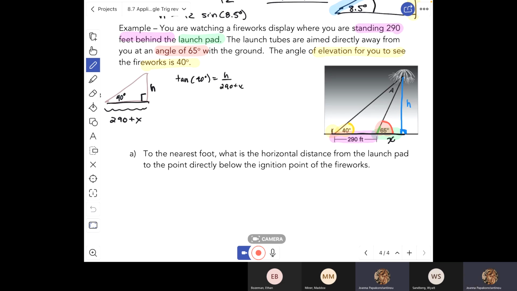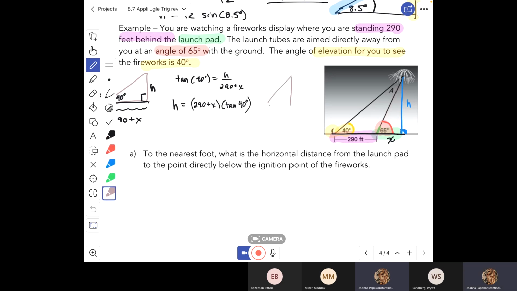So if I wanted to just simplify this in terms of H, I could say H is 290 plus X times tan of 40 degrees. So far, so good? All right. Now, I also have this other triangle here, right? So let's go ahead and look at that triangle.